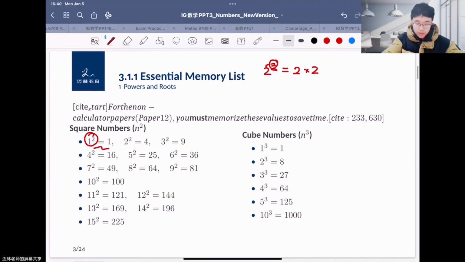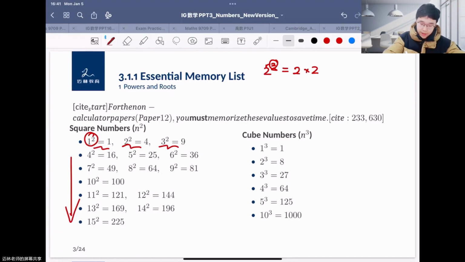Like here, 1 squared means 1 times 1, so the final answer is 1. And 2 squared means 2 times 2, and the final answer is 4. If you have 3 squared, it's 9, because 3 times 3 equals 9. Also 4 squared, 5 squared, 6 squared, 7 squared, and even 15 squared. So these are the square numbers.